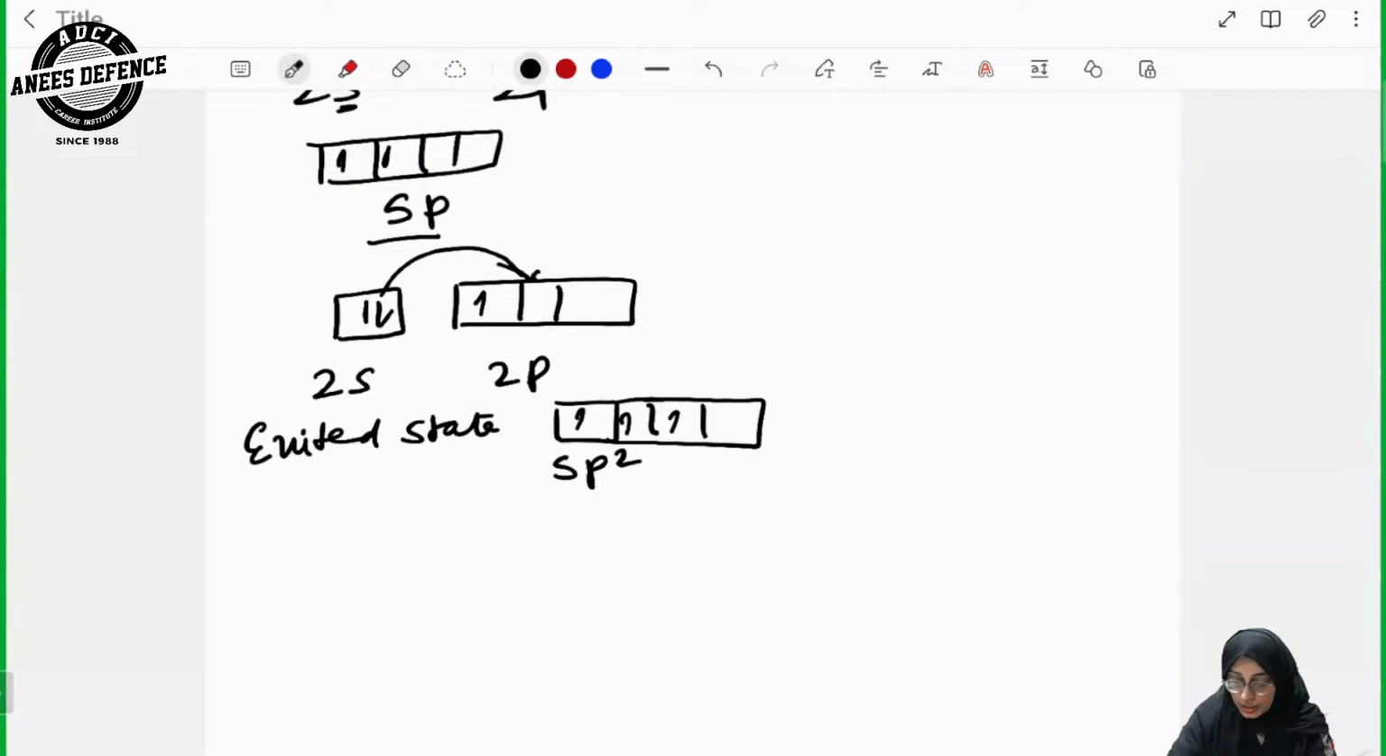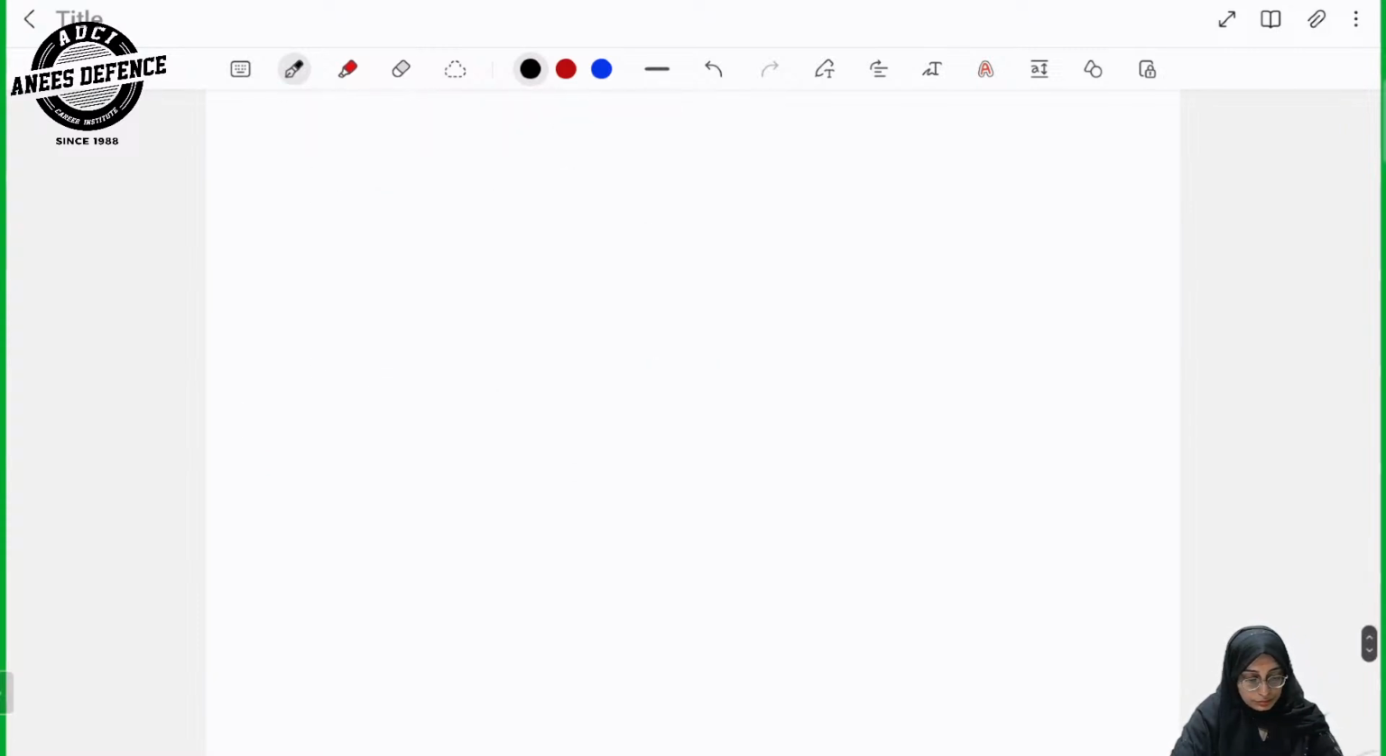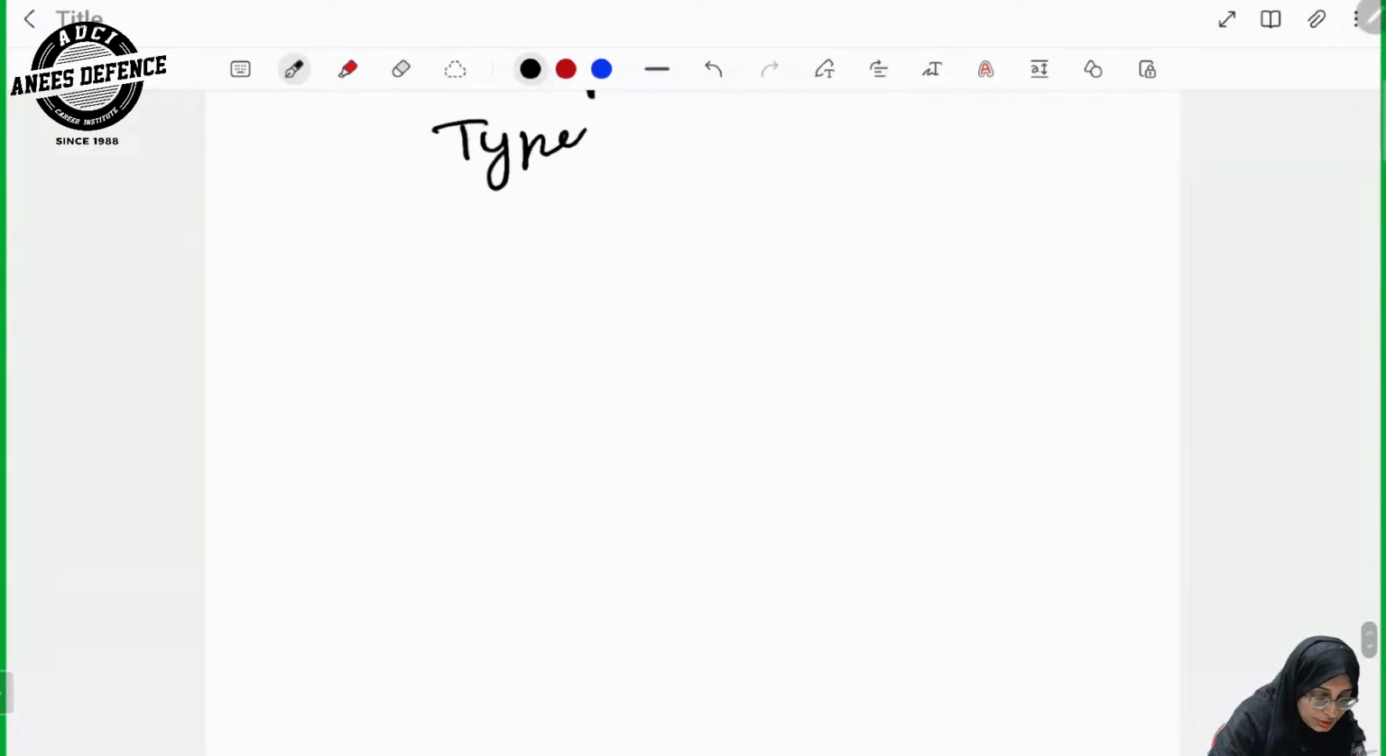Hybrid orbitals are always oriented in space in such a way that there is minimum repulsion. Minimum repulsion means more stability. For that, they are oriented so that there will be minimum repulsion. We will see it in detail. Types of hybridization.